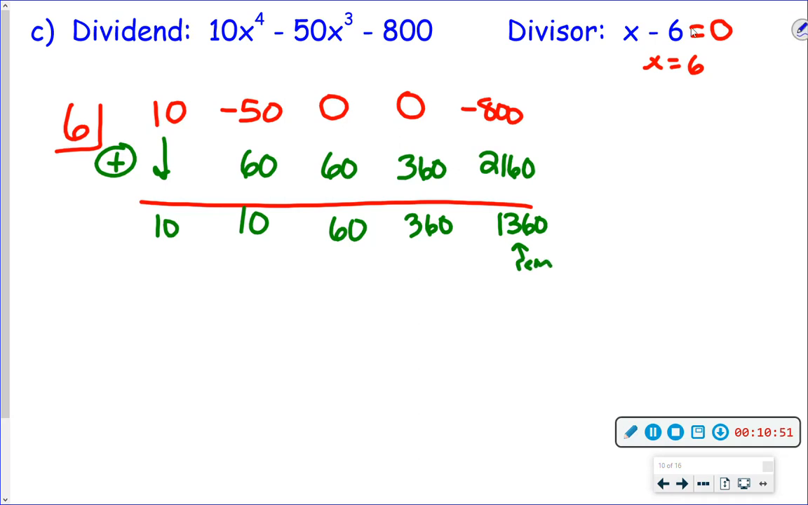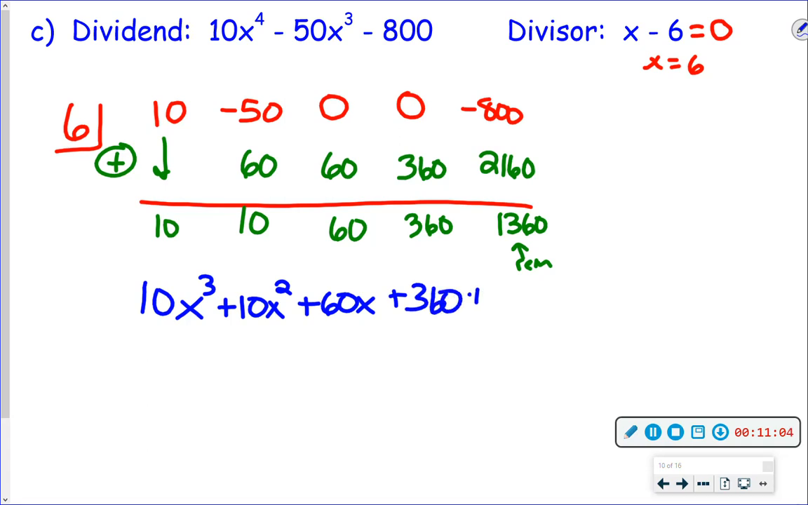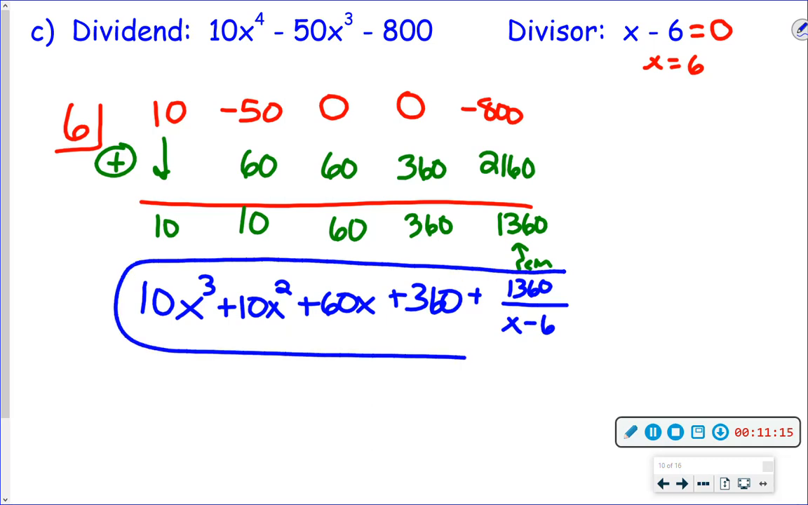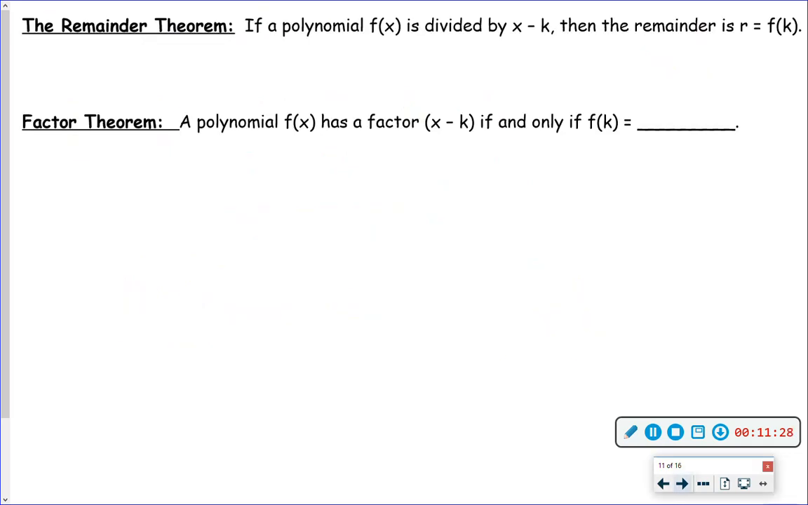So final answer, I'm going to start with the front 10 here. We are down 1 in power from the dividend, so that's 10x cubed, 10x squared, 60x. And then our constant term, just the number, 360. And then just like before in the long division, I'm going to put my remainder over our divisor. Our original divisor is x minus 6. So if you're quick at multiplying and adding, these go by very fast. Now again, we're going to use these skills to help us find zeros on polynomial functions that don't factor. That is what we are working our way up to. We're just getting the skills under control today.